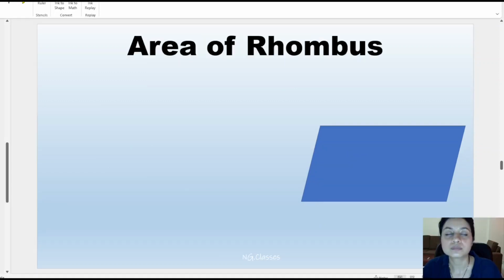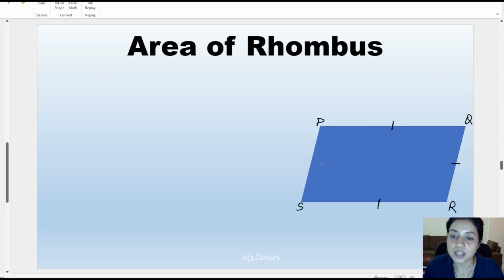All right. Now let's derive the formula for area of the rhombus. So let's say it's a rhombus P, Q, R, S. And as we know, all the sides of the rhombus are of same length. So sides PQ, QR, RS and PS, all the sides have the same measurement. Let's say all the sides are of A unit. Let's draw the diagonal.